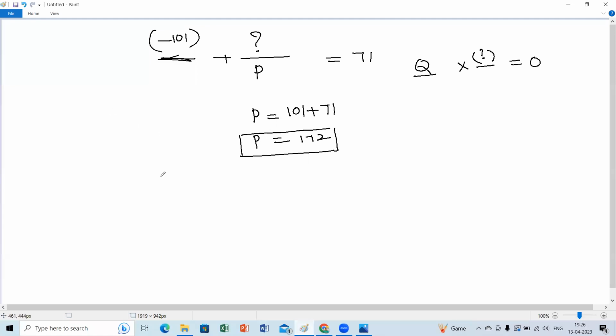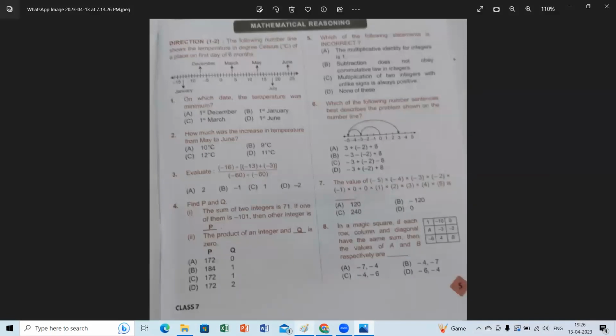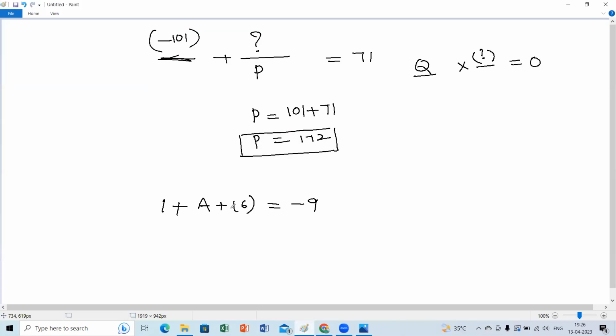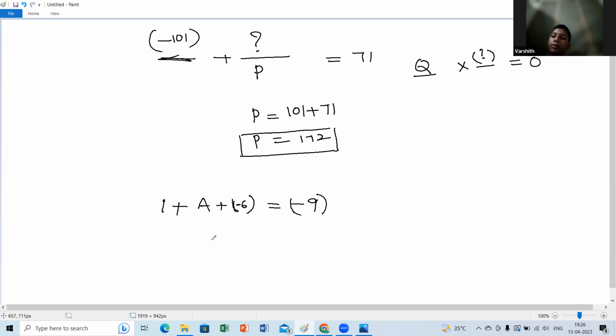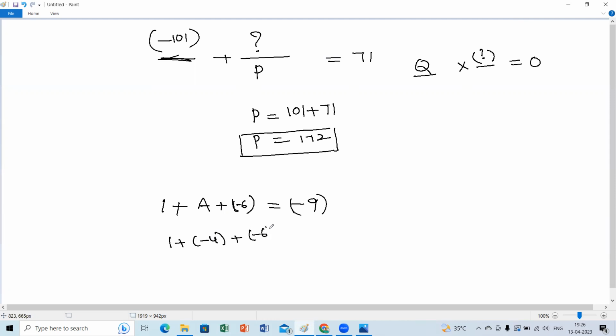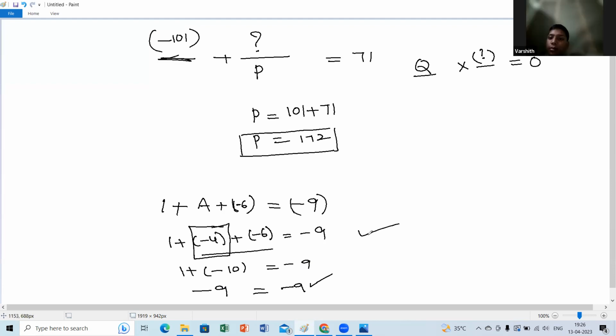1 plus a plus minus 6 is equal to negative 9. Let me check, 6 or negative 6? Negative 6. You need to find out the value of a. Minus 4, ma'am. Minus 4 or plus 4? Minus 4, ma'am. Very good. It's minus 4. Because these two are like signs, you can add and keep. So 1 plus minus 10 is minus 9. So again, minus 9 equals minus 9. So the value of A is? Minus 4. Very good, Varshit.